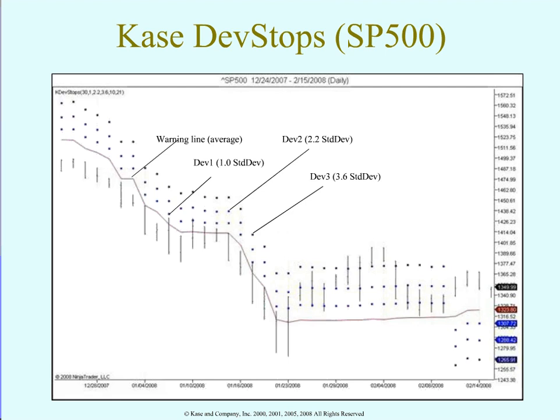This is a picture of what the DevStops look like. Here's your bar activity. And then you've got the average, 1, 2, and 3 standard deviation reversals against the market. And the reason we're discussing this is that the whole use of the divergence indicators is to let you know that you're going to have a reversal so you can get out of the market.